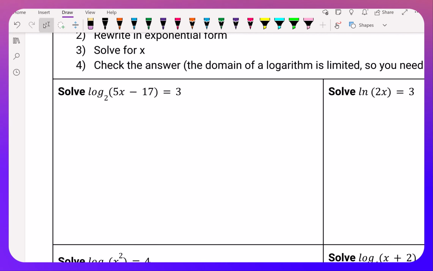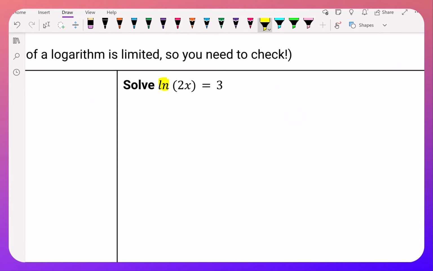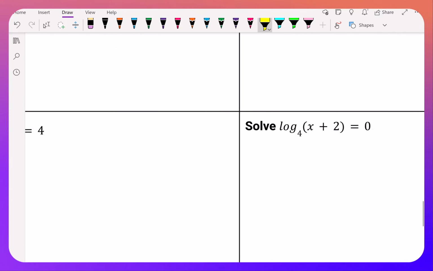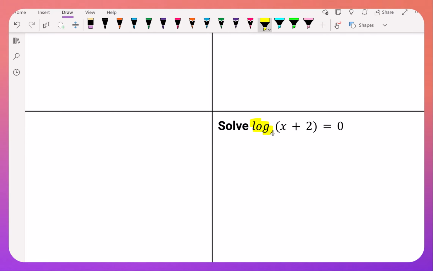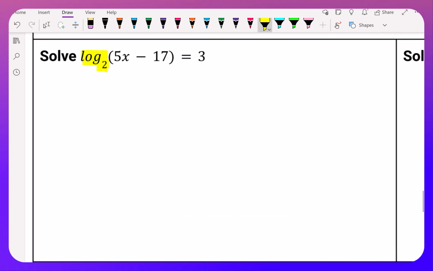So the first thing we have to do here is just make sure that there's nothing added to the logarithm, divided, subtracted, anything like that. So I have a logarithm of base 2. I don't have anything in front or divided, so I can go ahead and go on to step 2. Same thing over here. See this logarithm right here? I don't have anything multiplied to it or divided to it. Same thing here. And same thing here. So these are actually very basic compared to what we had yesterday.